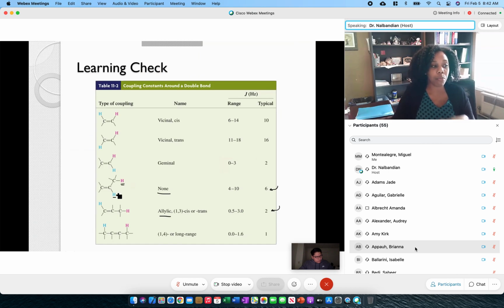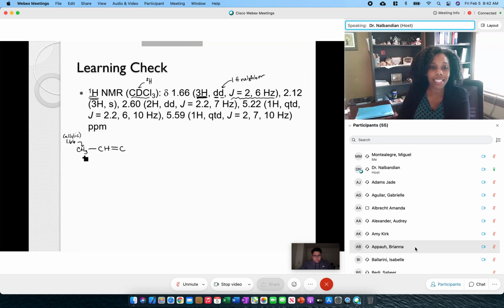Well, 1.66 is probably the pink hydrogen, right? Because it's not on a double bond. So if we go back, 1.66, that's our pink hydrogen. That is coupled, and so I'm going to draw this where I'm showing these two are coupled to one another, and I'm going to label the J value. This is the J equals 6 hertz. These two are coupled to one another.